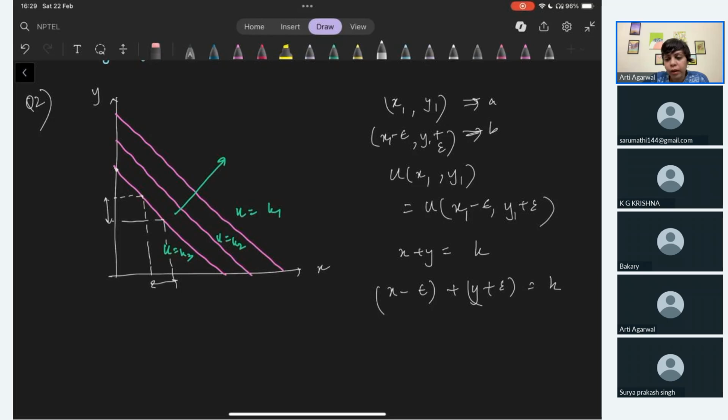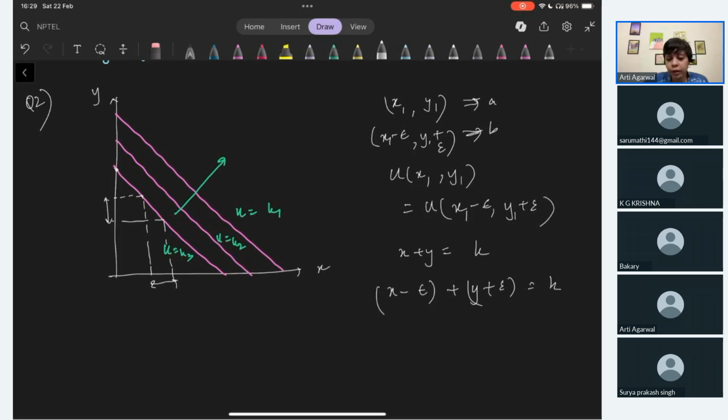It is convex to origin, I think, because downward sloping, convex to origin because of the marginal rate of substitution. Your voice is breaking actually. Can you repeat that? The answer is convex to origin, just because of marginal rate of substitution, downward sloping. No, that is not how you will always decide convex to origin.